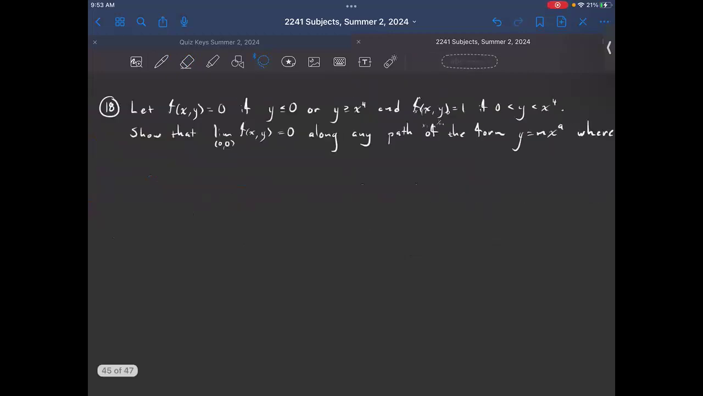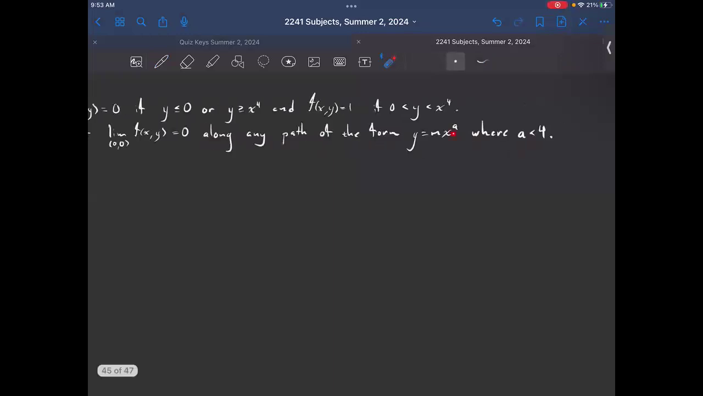So let f of x, y equal 0 if y is less than or equal to 0 or y is greater than or equal to x to the fourth, and f of x, y equal 1 otherwise. So f of x, y equals 1 in the other case, if we're between 0 and x to the fourth. All right, so what do we want to do? We want to show that the limit as x, y goes to 0 is equal to 0 along any path of this form, m times x to the a, where a is less than 4.